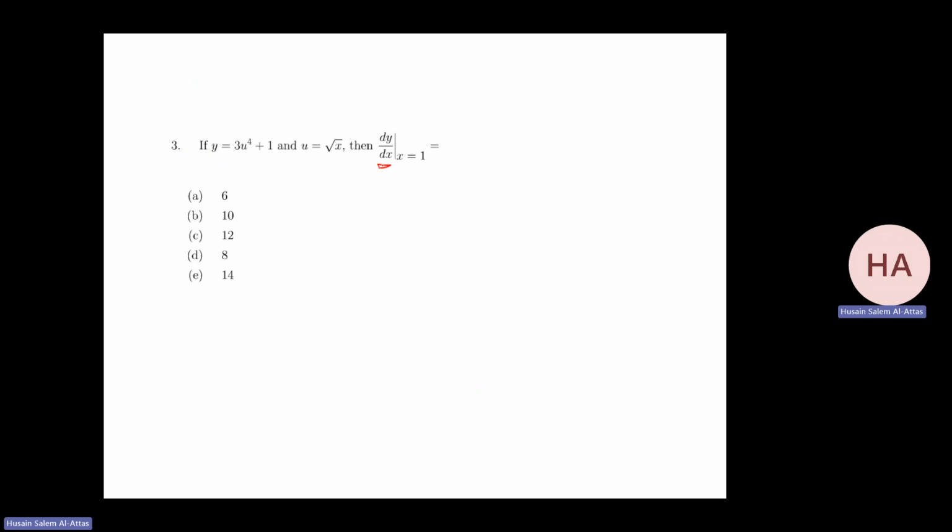Find dy over dx. Sometimes I can write y in terms of x right away, like in this one. This is y. Yes, I can do dy by dx equals dy over du times du over dx, and you will get the same answer. Let me do it this way, then I'll do it by an easier way. dy over dx will be what? 12u cubed and this one, 1 over 2 root x. Root x is u, so I can write everything in terms of u. No, I want it in terms of x.